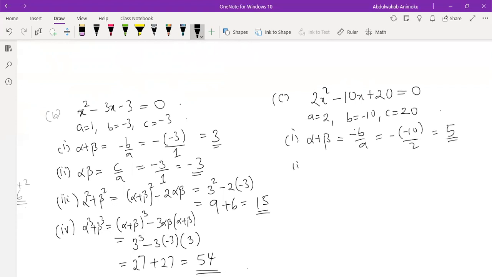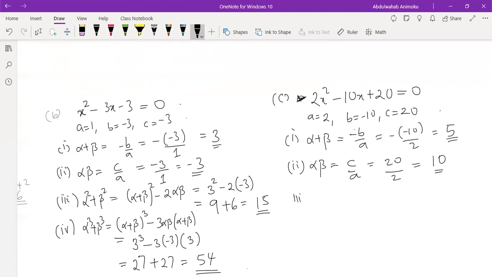And then the next one, alpha beta, which is just c over a. Please don't mix these two things up. Make sure you know this very well. Alpha plus beta is minus b over a, and alpha beta is c over a. Now c is 20, a is 2. Divide this, that will be 10. So alpha times beta, which is the product of the roots of this quadratic equation, would be 10.